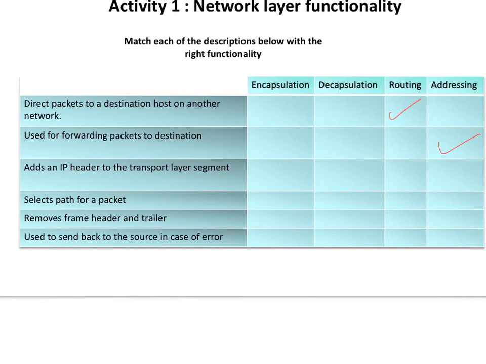The addressing is used for forwarding, adds an IP header to the transport layer segment. This is encapsulation. Selects the path for a packet. This is routing. Okay. Removes the frame header. This is decapsulation. And then used to send back to the source in case of error. This is addressing. And in particular, we mean source address.